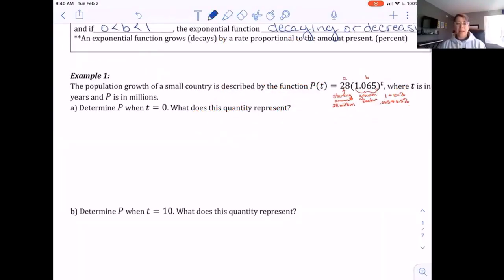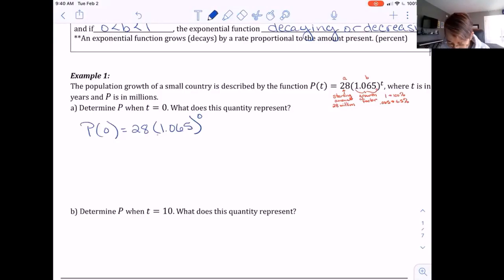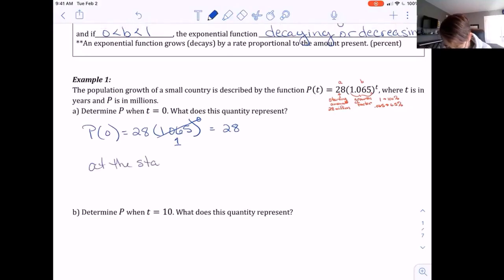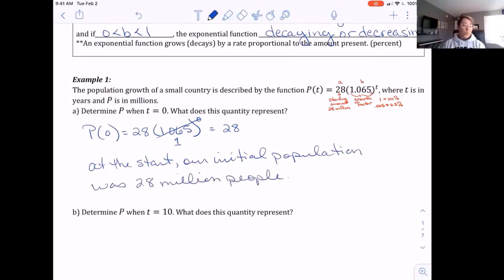So let's answer part A. Determine P, again, that's the population, when T is 0. So P of 0 equals 28 times 1.065 to the 0. Remember, anything to the 0 power is 1. So this to the 0 power is 1. That leaves us with 28. Well, we already kind of talked about our A being our starting amount. So what does this quantity represent? This means at the start, our initial population was 28 million people.